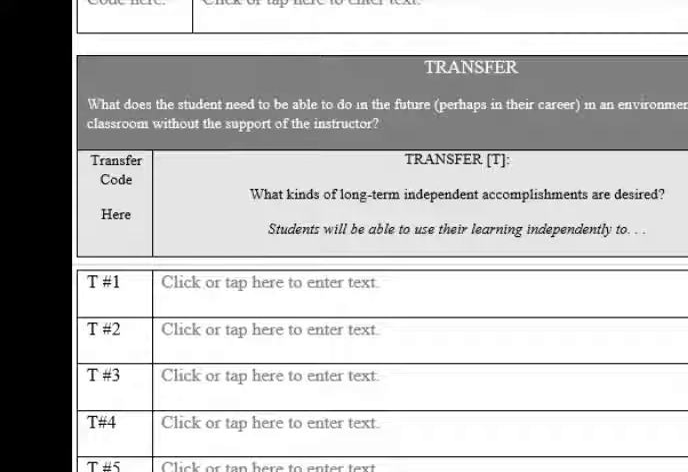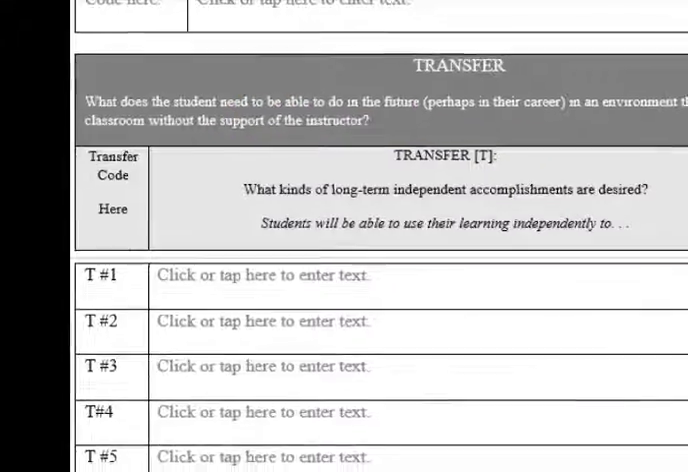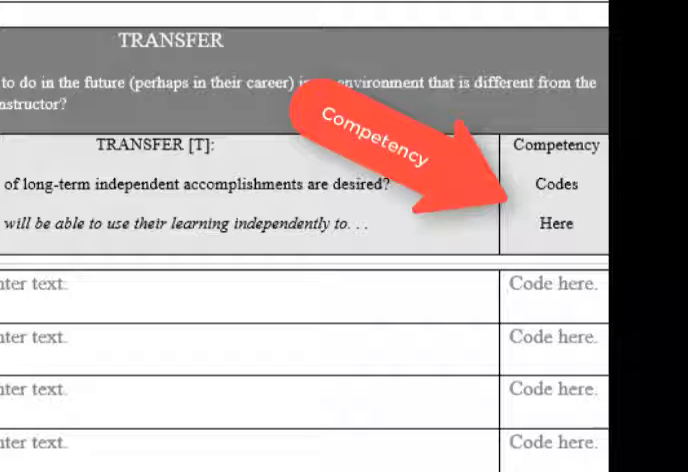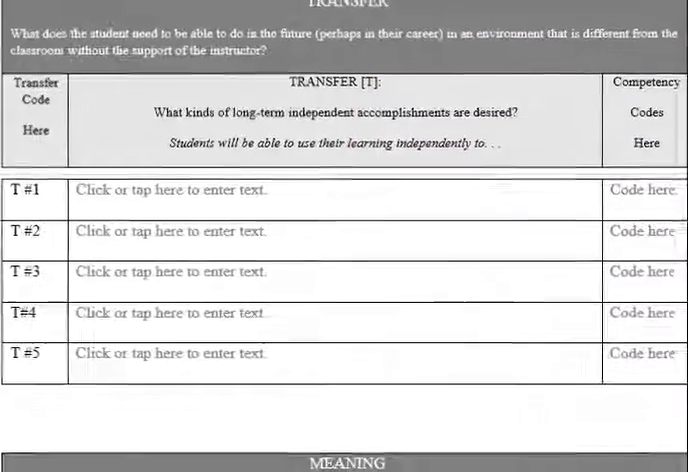An important note as well is that you'll see transfer code on the side, and then you'll see competency codes on the side. What this is really getting you to focus on is making sure that each section is tied back to your initial competencies, your initial goals that you have set. What you are looking for is alignment. Each section builds on the other section and it aligns to each section.